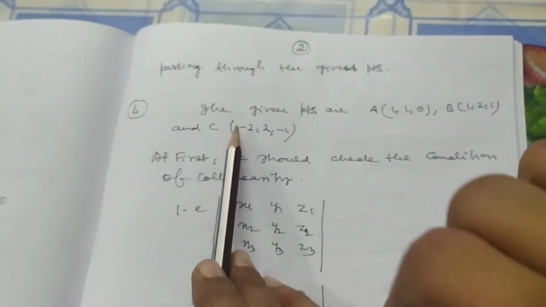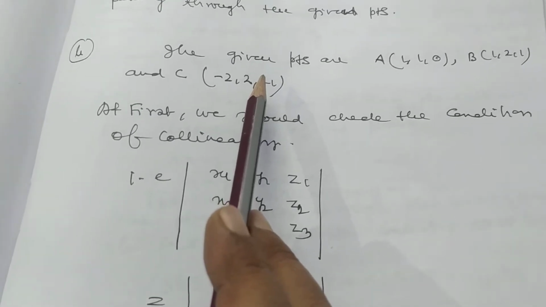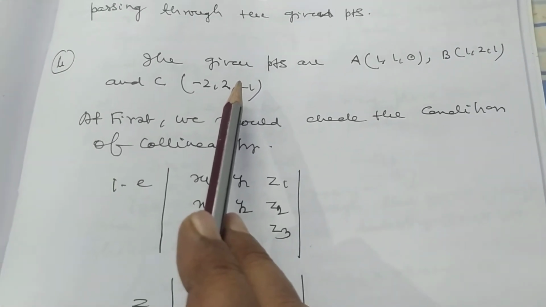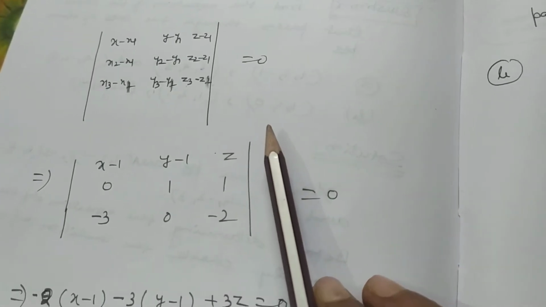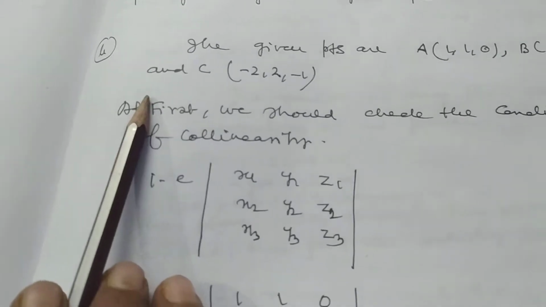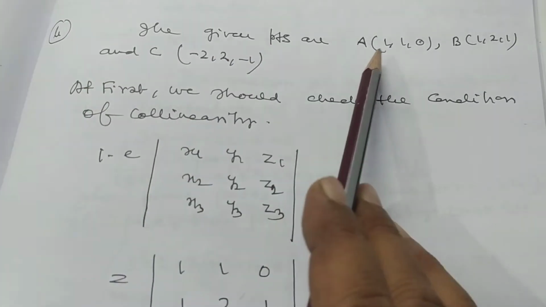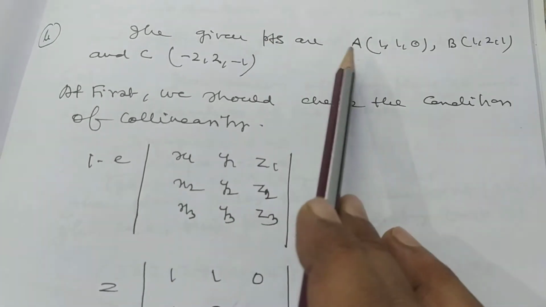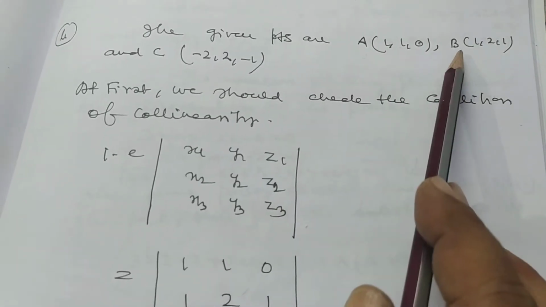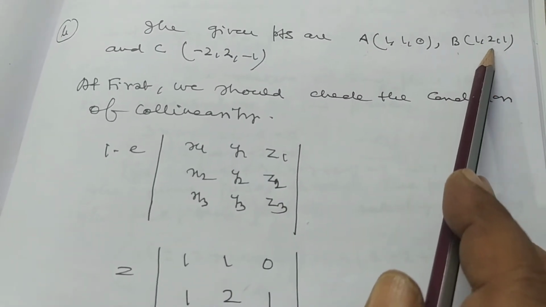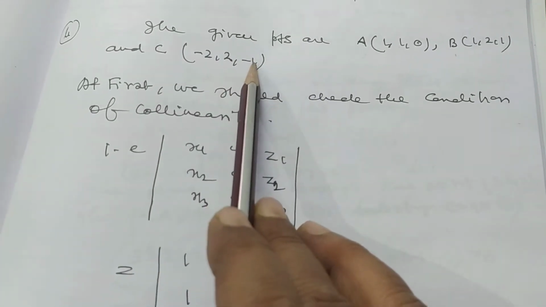Now, my dear students, what we have discussed is the part of problem number 5. What is given in the second problem? The coordinates of the point A are 1, 1, 0. The coordinates of the point B are 1, 2, 1. The coordinates of the point C are minus 2, 2, minus 1.